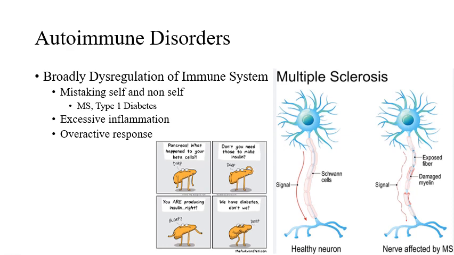So multiple sclerosis is an example wherein, for whatever reason, your immune system targets the myelin sheaths, the Schwann cells that produce myelination. And this causes various different motor and sensory neuron effects, and it can basically cause paralysis and death. Type 1 diabetes is basically your immune system targeting the beta cells in the pancreas that produce insulin, and so then they're no longer able to produce insulin.